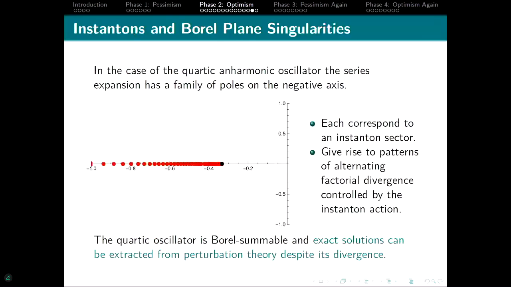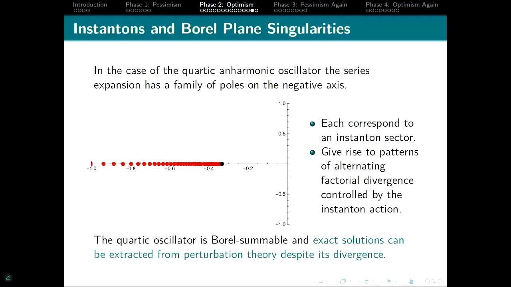So one thing that came out of this study of the anharmonic oscillator was essentially that all of its singularities on its Borel transform are on the negative axis. So even though this series diverges factorially, and it does so for apparently similar reasons to Dyson's argument for why QED should diverge, it's Borel summable. So using Borel summation, we can actually extract the exact solutions of this model.